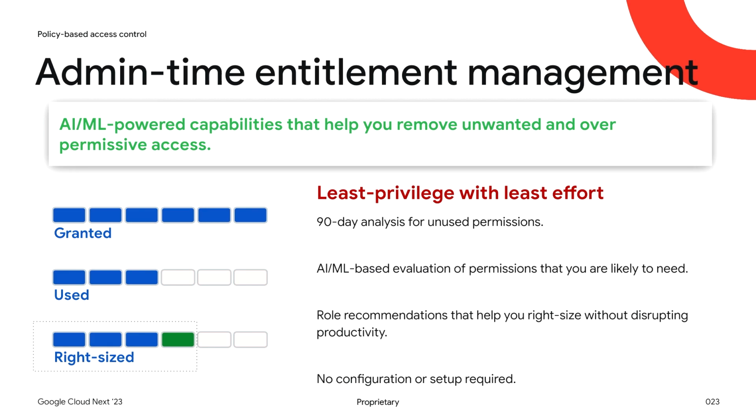So takeaway number one from this session is, if you haven't looked at IAM Role Recommender in Google Cloud, I'd encourage you to check it out. It's a pretty cool feature. It works by default. And it can really tell you stuff that you don't need in there in terms of permission across your user base. So that's admin time authorization enabled with entitlement management on IAM Role Recommender.